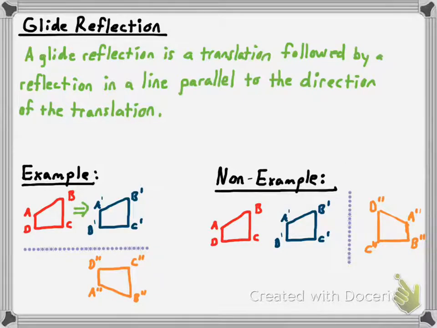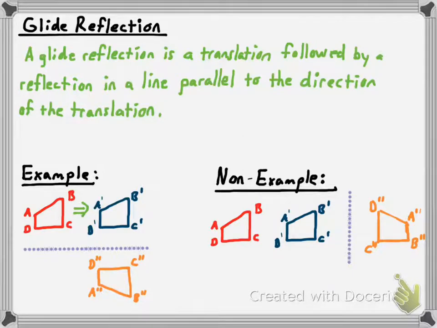Now, I said that this is an example of a glide reflection because notice that this line is parallel to the way that we translated. We translated horizontally. This is a horizontal line. So since the direction of the translation is parallel with the line of reflection, that makes this a glide reflection. This final result here is a glide reflection of the pre-image.